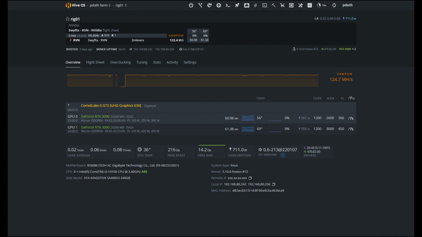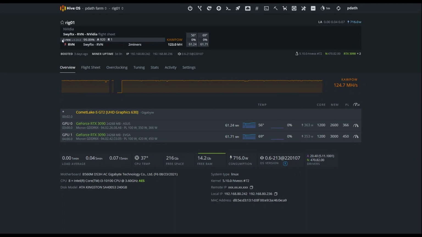throughput. For the ASUS card, I use a core clock of 1200 and a memory clock of 2600. For the EVGA, I use a core clock of 1200 and a memory clock of 3000. And this allows both cards to get around 61 mega hash. I'm using T-Rex miner for doing this, although I found quite a few miners produced similar results.